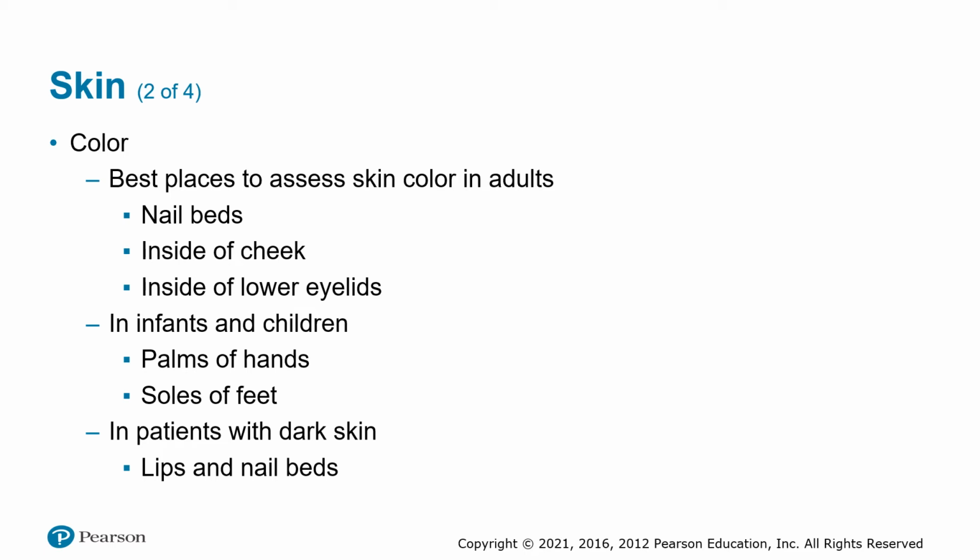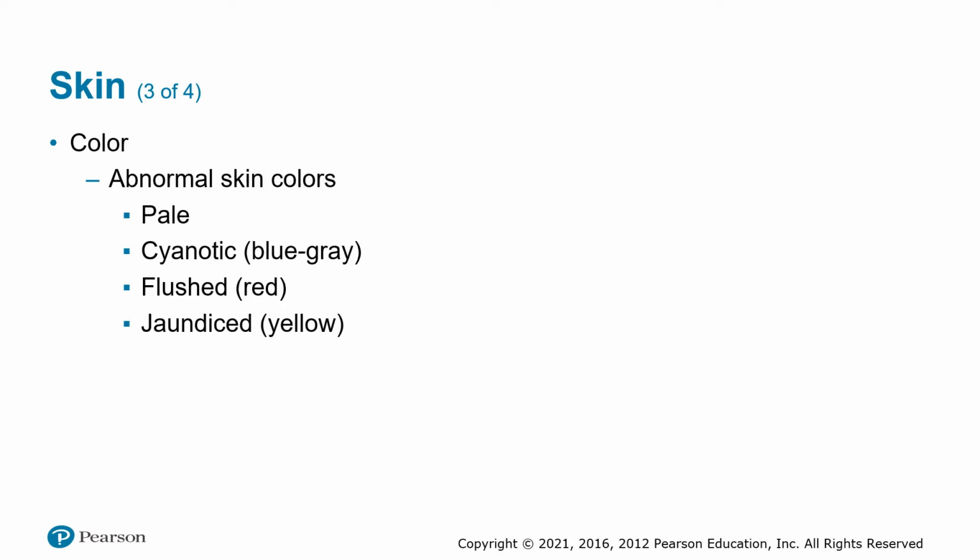The best places to assess skin color in adults are the nail beds, the inside of the cheek, or the inside of the lower eyelids. In infants, it can be the palms of the hands and soles of the feet. And in dark skin patients, it can be the lips and nail beds. Abnormal skin colors include pale, cyanosis, flushed, or jaundiced. Jaundiced is usually a yellow color, and typically in adults that means they have some type of liver failure.